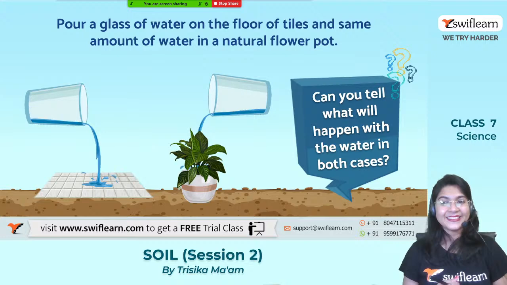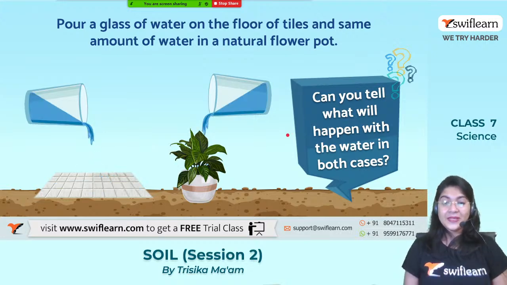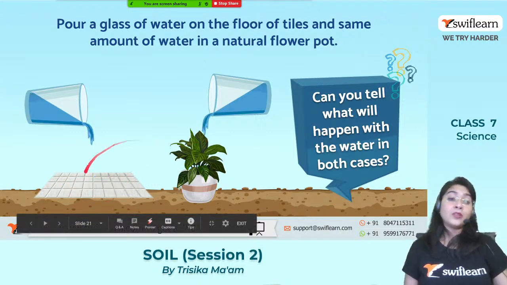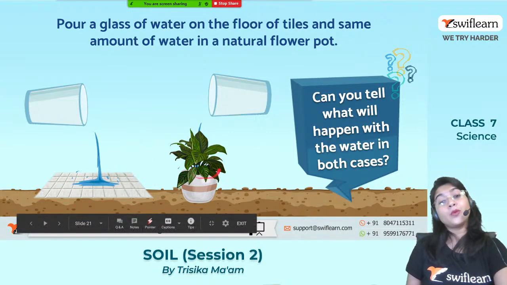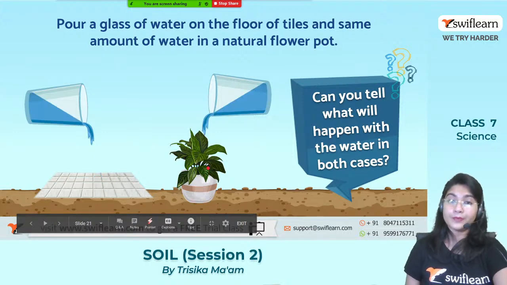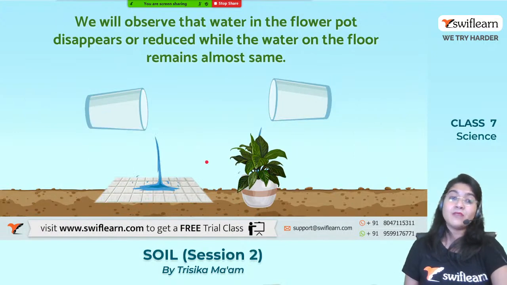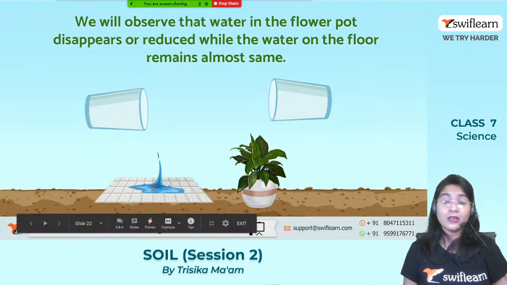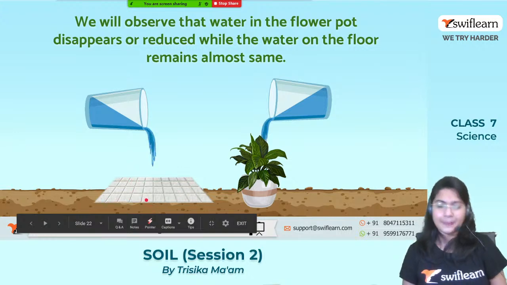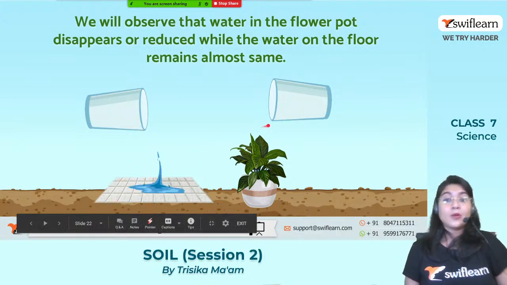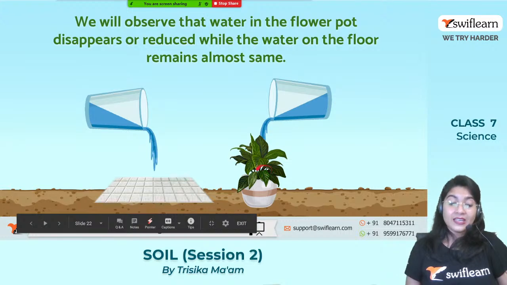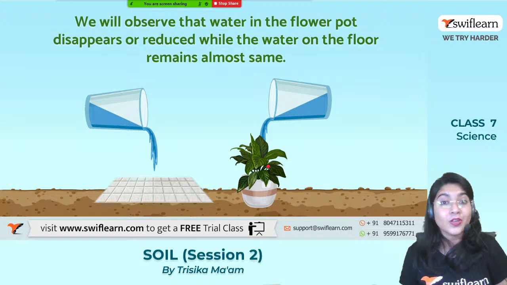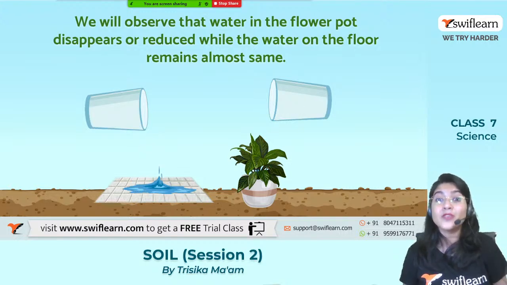Yes, let me see who can tell me. What will happen to the water in both the cases, when you were pouring the water on the tiles and when you are pouring the water within the flower pot? After some time we will see that the water which you have poured on the tiles will remain the same, right? But the water which you are pouring inside the flower pot, you will not be able to see. It will disappear or it will reduce.